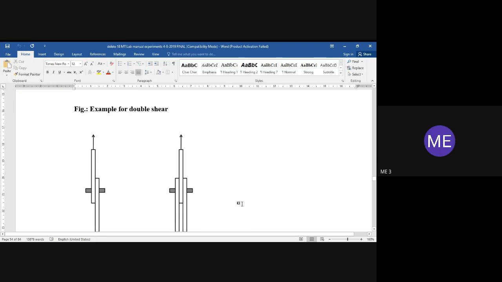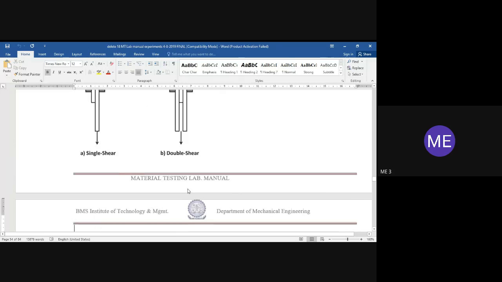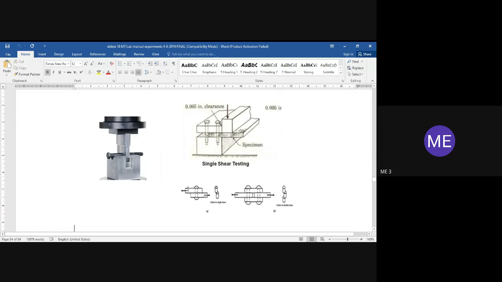So now here also you can see the single shear and double shear. The first one is single shear. Imagine you have the specimen, and it is sheared at the midpoint. Here it is a double shear. The second diagram is for the double shear. So this is the arrangement of how the shearing takes place here.